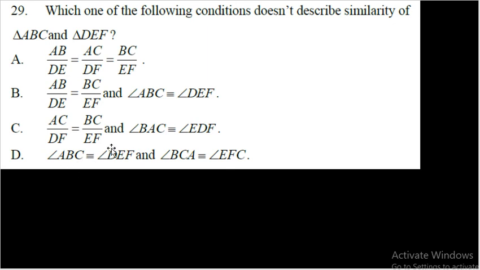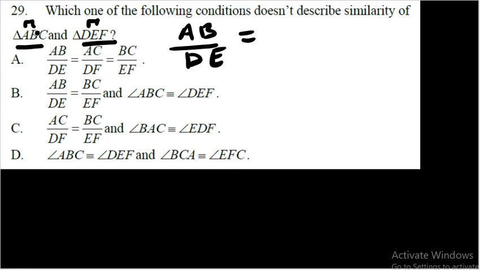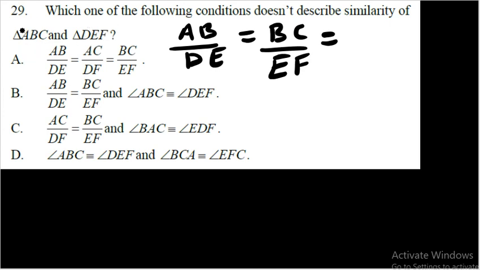Next question. Which one of the following conditions doesn't describe the similarity of triangle ABC to triangle DEF? If two triangles are similar, corresponding sides have to be proportional. That means AB over DE must be equal to BC over EF, and again it must be equal to the other corresponding sides, AC over DF. These three are proportional sides. So AB over DE is equal to AC over DF, and BC over EF, it works.